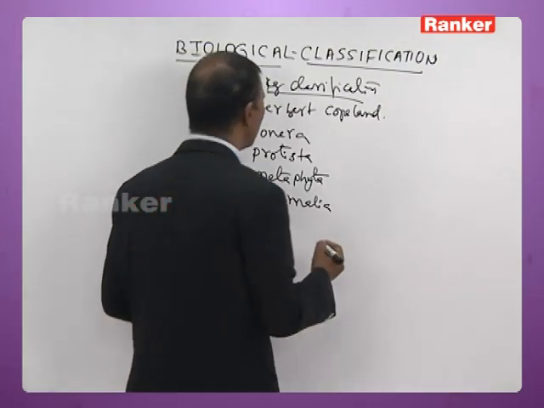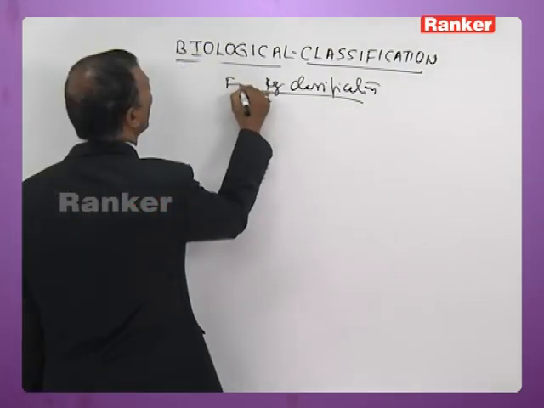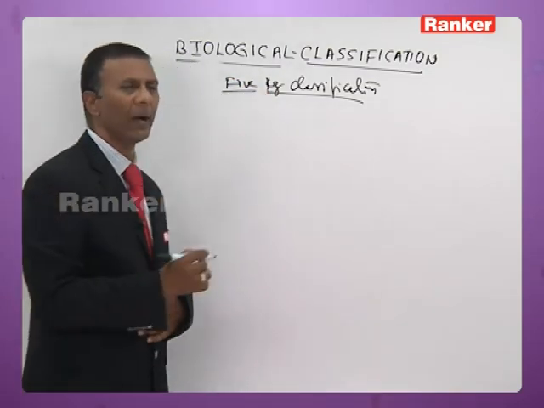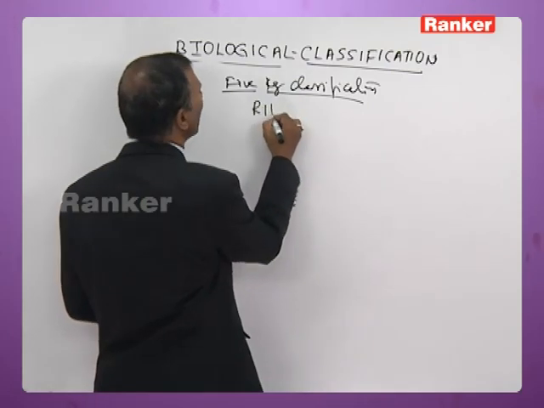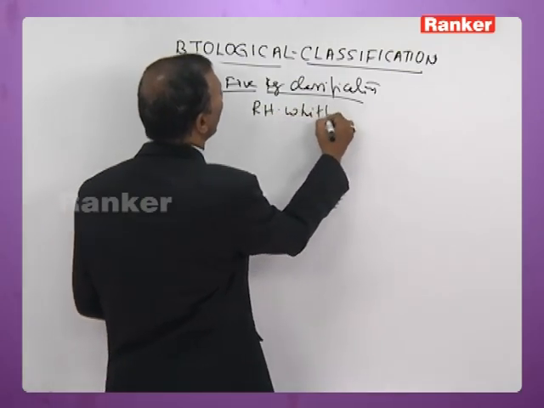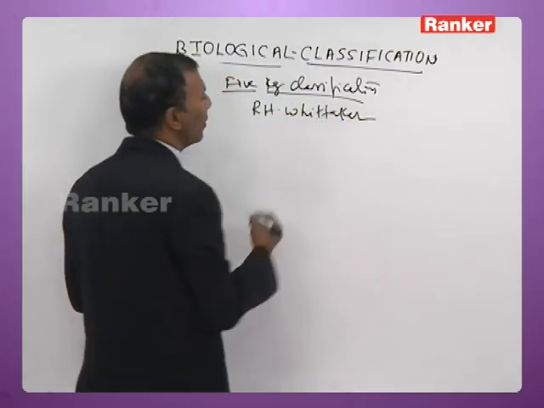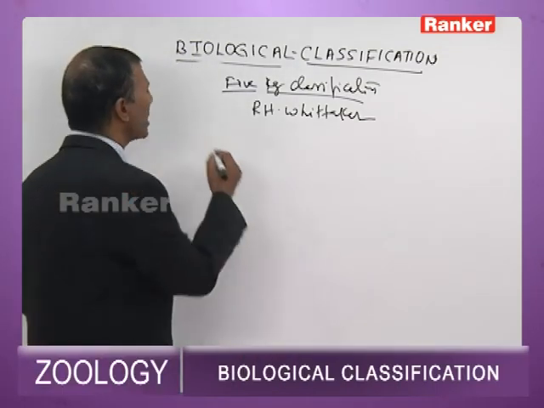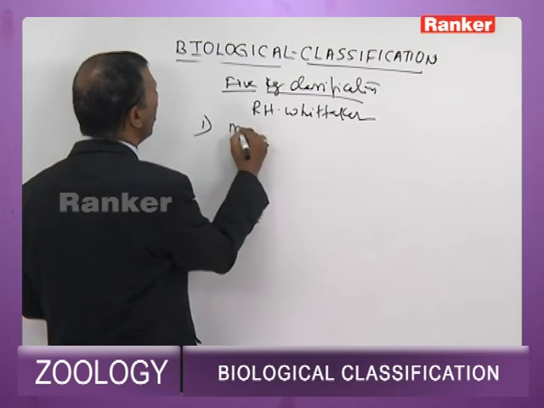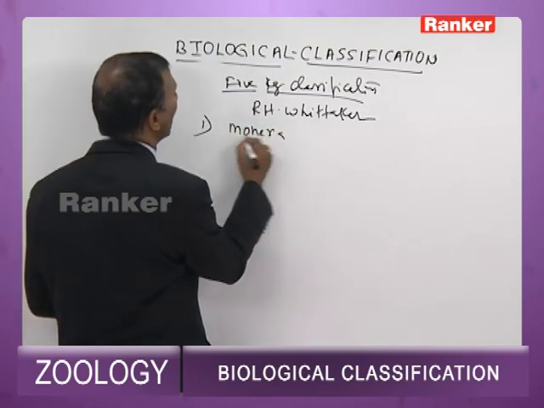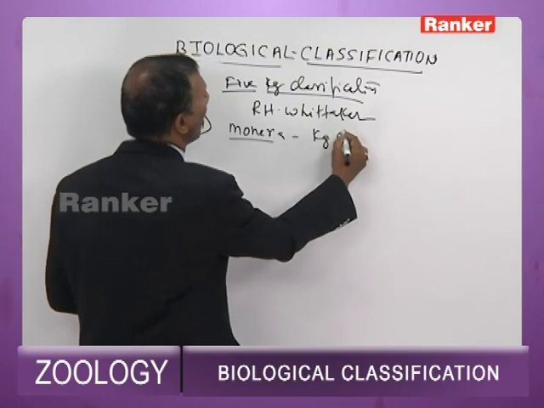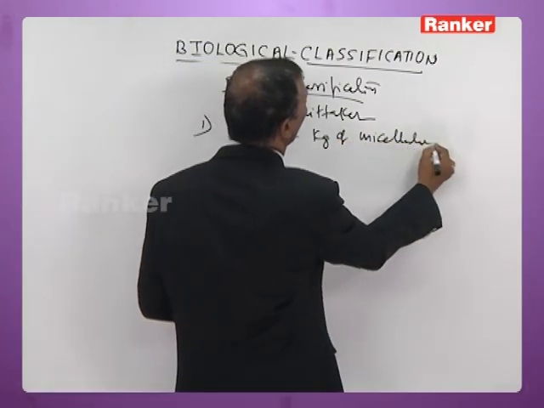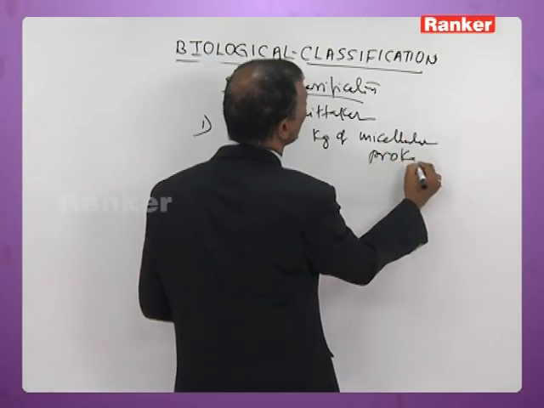Now the five kingdom classification was put forth by R.H. Whittaker. And according to R.H. Whittaker, the five kingdoms are: number 1, Monera. It is the kingdom of unicellular prokaryotes.